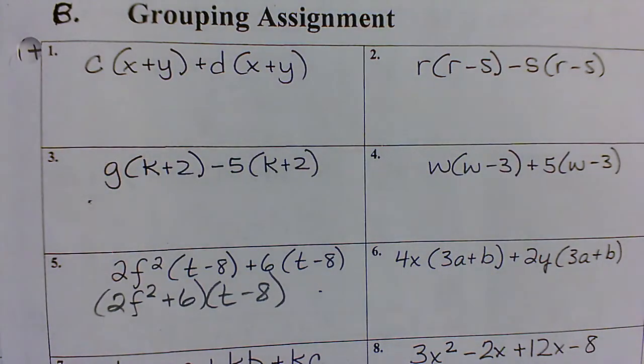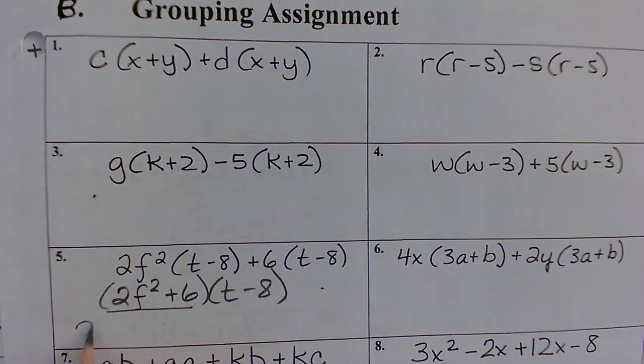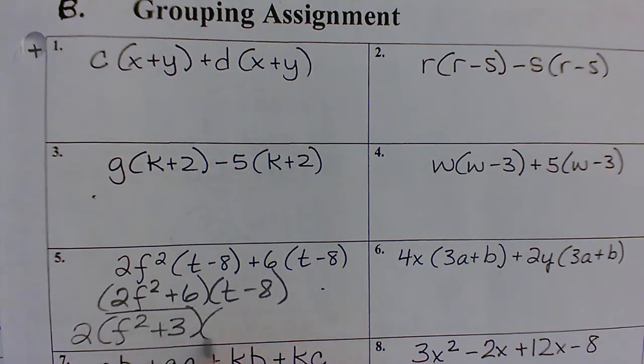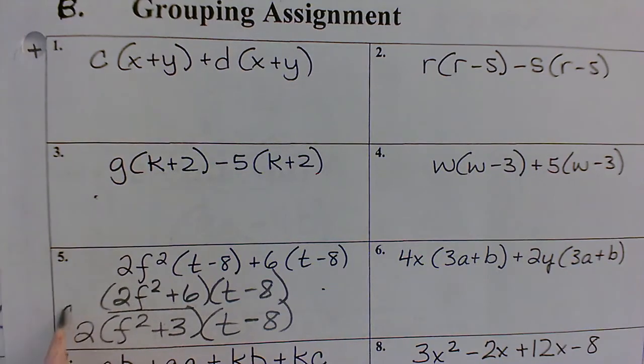Every once in a while, after you're done grouping, you will notice that you can common factor. Do you see that I have a 2f squared plus 6? Do you notice that it has a common 2? So this one here actually common factors to give you this. And then you just write the other one that had a common factoring.